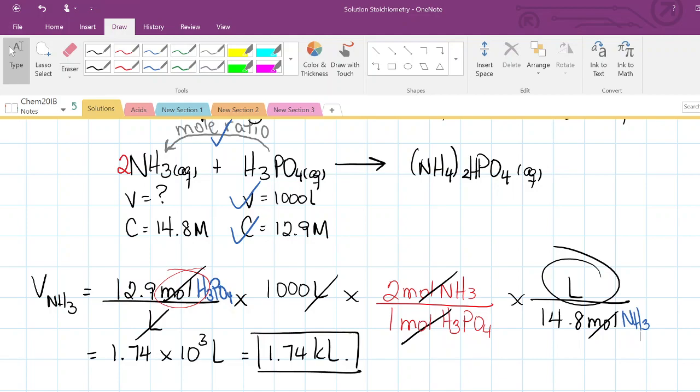Another way you could express it if you wanted to, although most students probably would be content here, is you can just say 1.74 kiloliters. So that is a straight solution stoichiometry to solution stoichiometry problem.